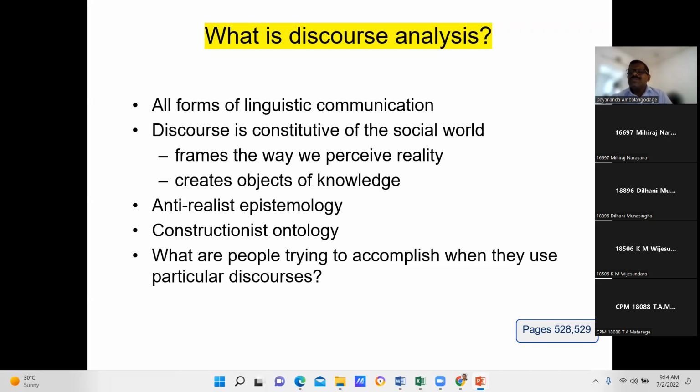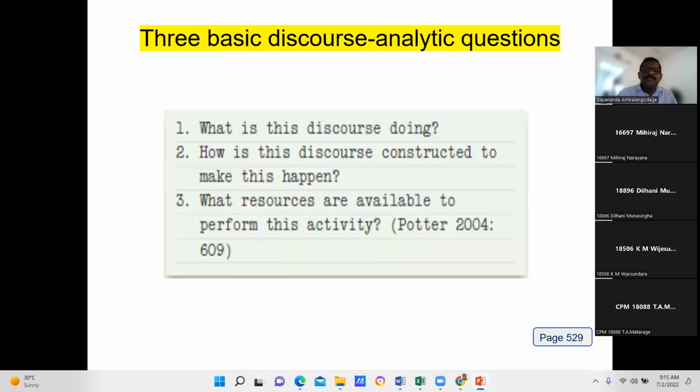So language is really a kind of action. It is not a description. By using language, what we expect is an action. Three basic discourse analytics questions: What is this discourse doing? How is this discourse constructed to make this happen? And what resources are available to perform this activity?